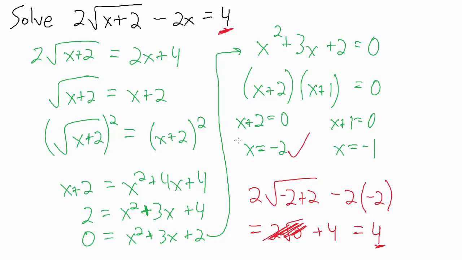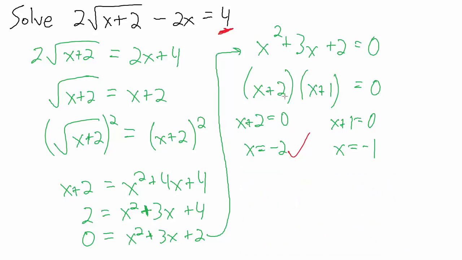Now, what about negative 1? Let's go ahead and check that. So we're pretty much out of room, so let's get rid of this and go through that again, but with negative 1 instead of negative 2. So if we go through that all again, then what we're going to get is 2 times the square root of negative 1 plus 2, and then minus 2 times negative 1. Okay, that comes from this x right here. And then let's see what that equals.